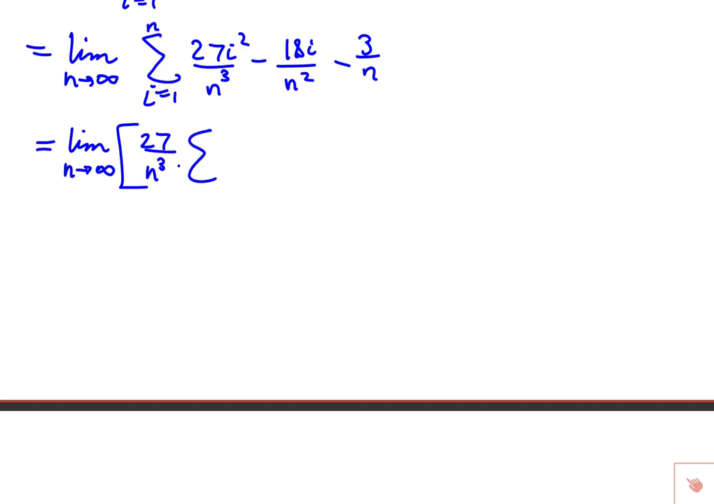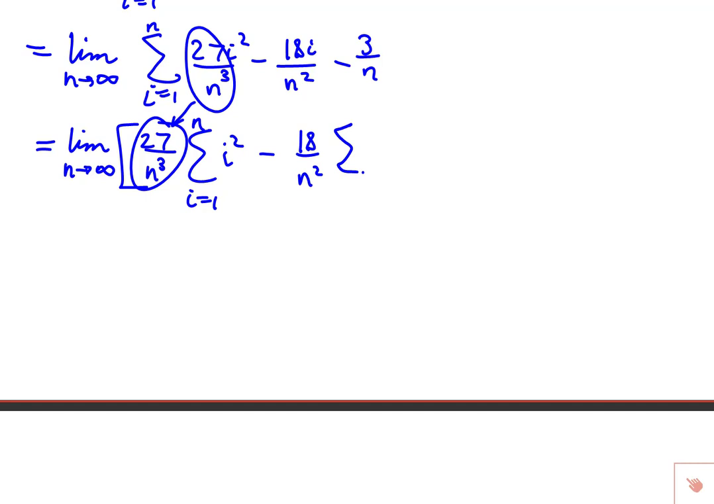So we now have 27 over n cubed times the sum from i equals 1 to n of, well, the only thing left there would be an i squared. We took the 27 over n cubed and just threw it out in front of the sum. But we're going to do that for all remaining terms. So I'll continue here and say minus, and then we'll do the same thing here where we throw the 18 over n squared out in front of the sum, which is from i equals 1 to n, but then it would be just an i that's left after it.